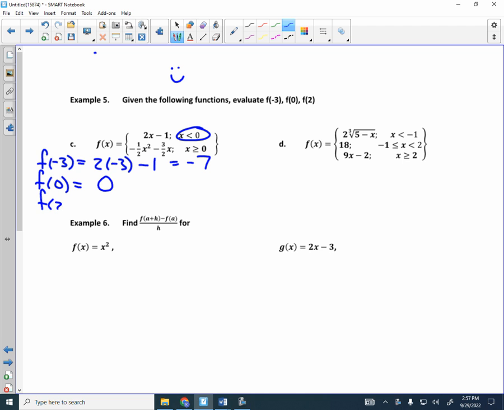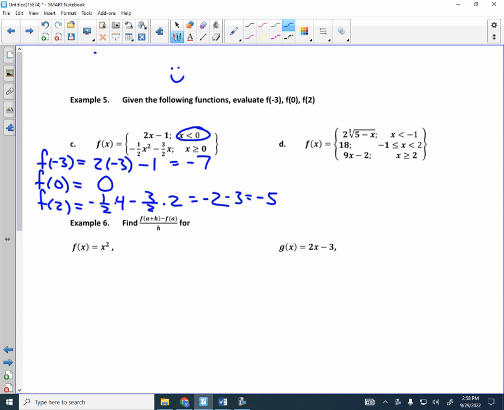F of 2, top or bottom? Bottom. I plug in 2 and I get negative 1/2 times 2 squared, which is 4, minus 3/2 times 2. So let's try to figure that out. What's negative 1/2 times 4? Negative 2. And what is negative 3/2 times 2? Negative 3. So it's negative 2 minus 3 is negative 5. That wasn't bad, was it?